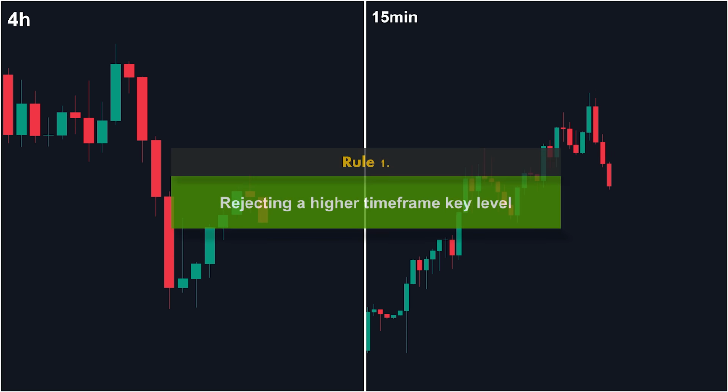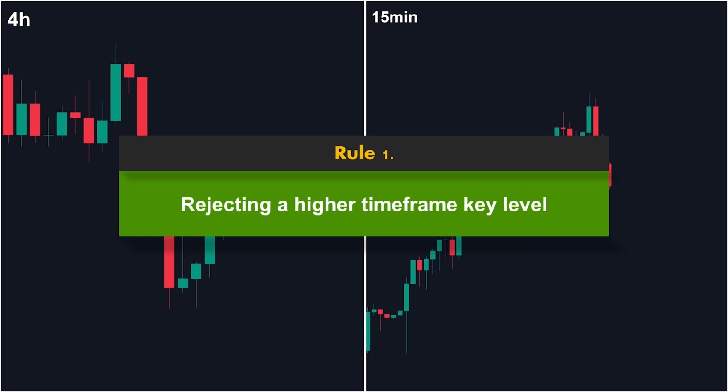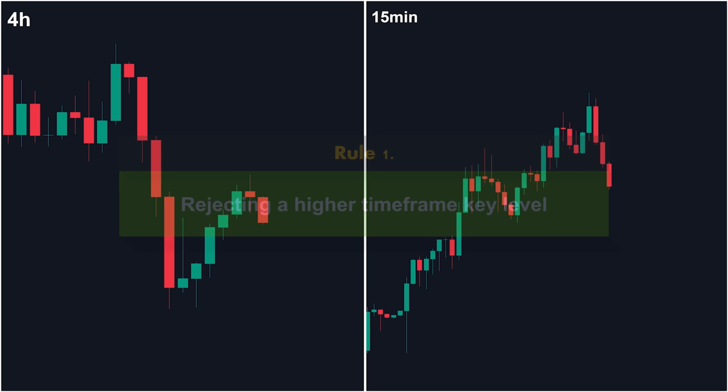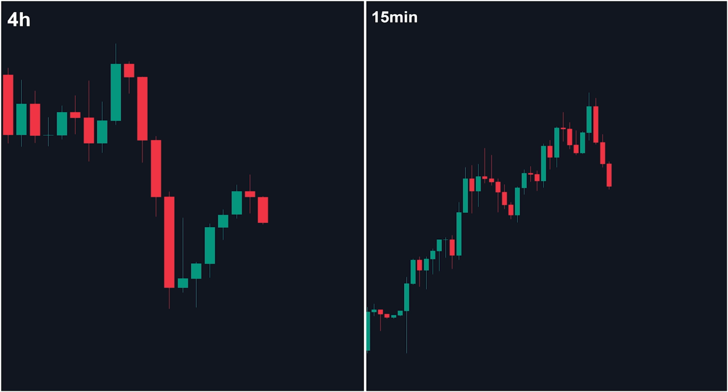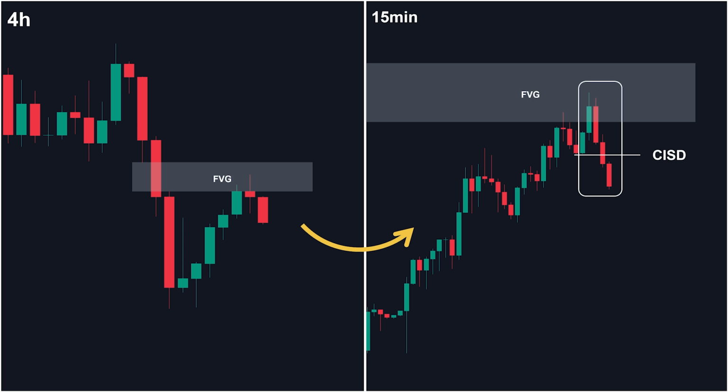Rule number 1. Rejecting a higher time frame key level. As mentioned earlier, the CISD is a reversal price action pattern, and it's most effective when it occurs after the price has tapped into a higher time frame key zone. This is because key levels on higher time frames, such as 4 hours, daily, or weekly, have the power to influence the price movement significantly. When the price reaches these zones and CISD forms, it indicates that the market is likely reversing at a crucial area, making the pattern more reliable.